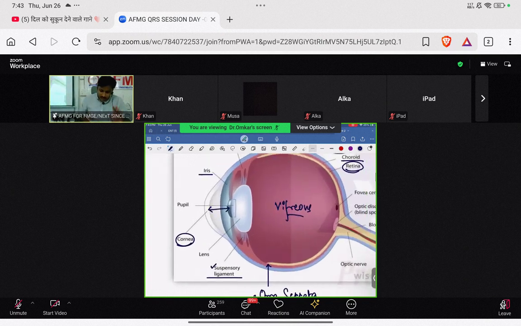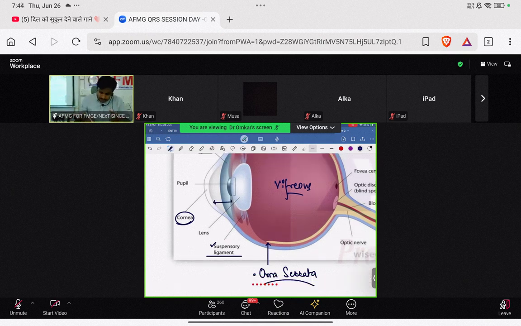Important: the area in front of the lens is the anterior segment. अब the anterior segment is divided into two chambers, beta. याद रखना. The area between the cornea and iris is known as the anterior chamber, and the area between the iris and lens is called the posterior chamber.